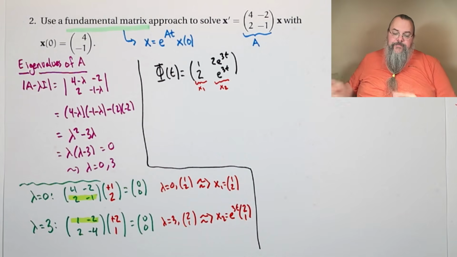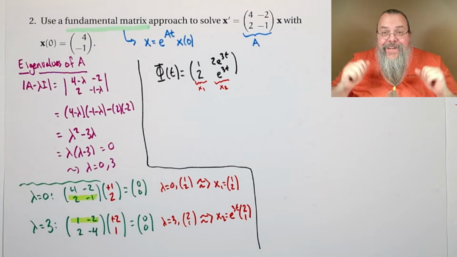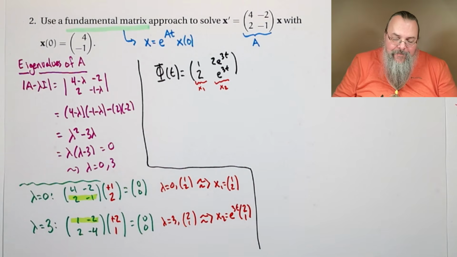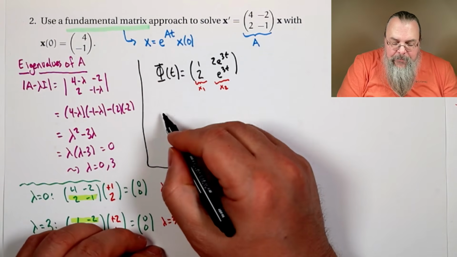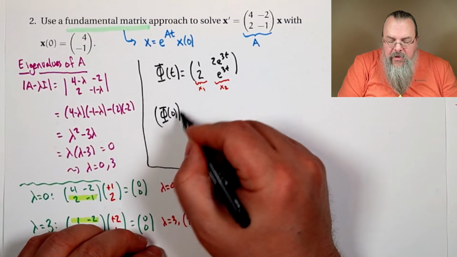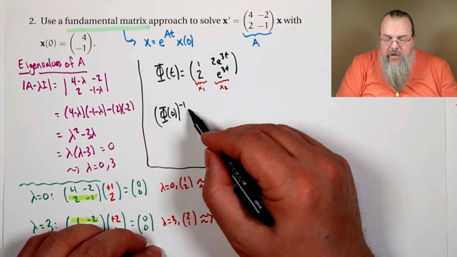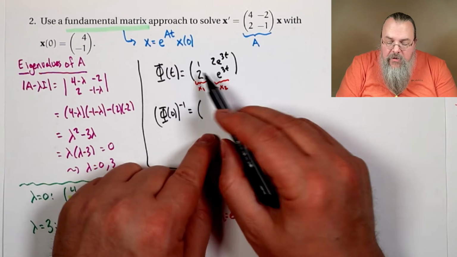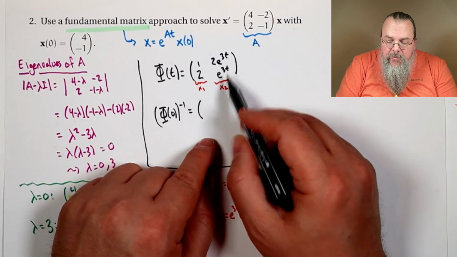So, what do we need to compute? We need to define phi 0 inverse. So let's figure that out. Phi 0 inverse, and that is plugging in 0, and e to the 0 makes 1.